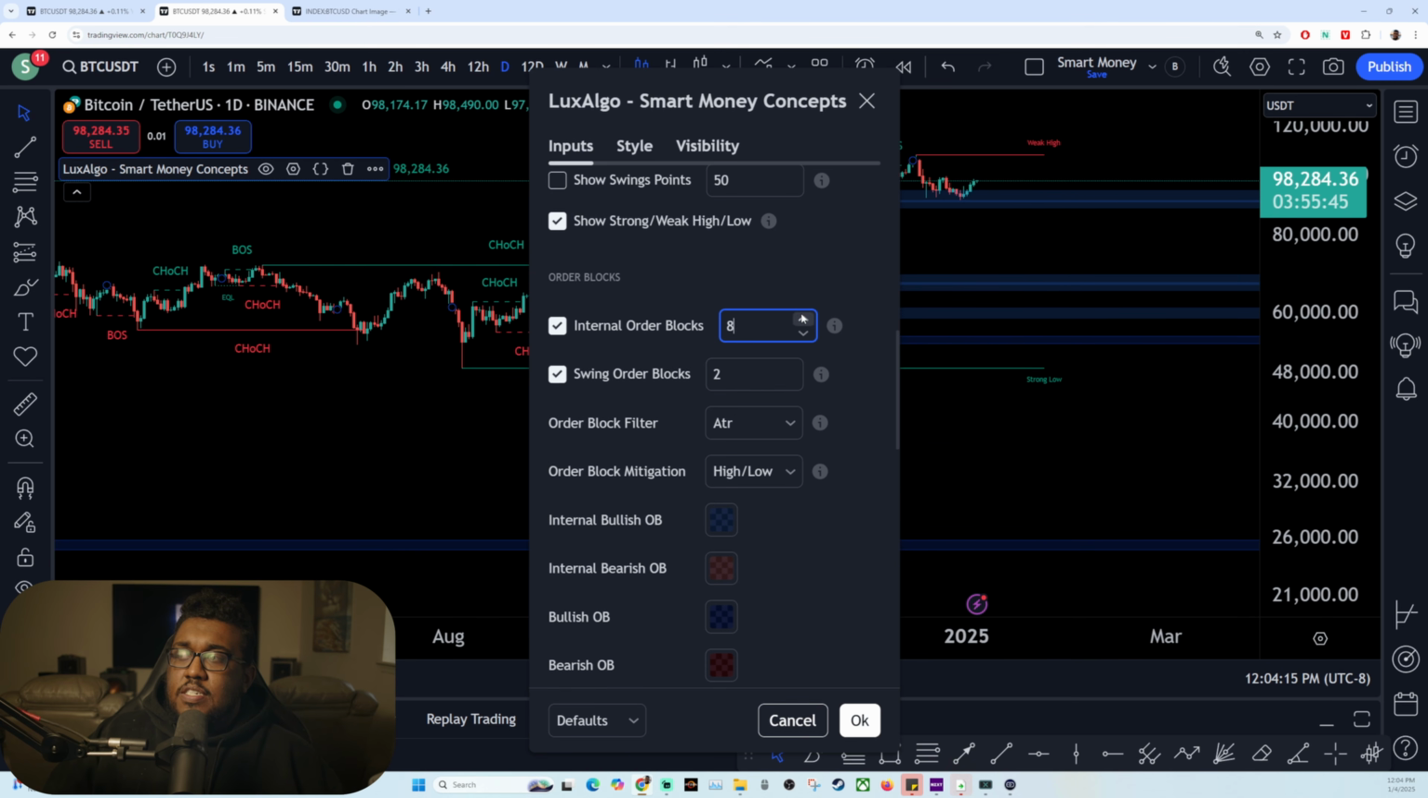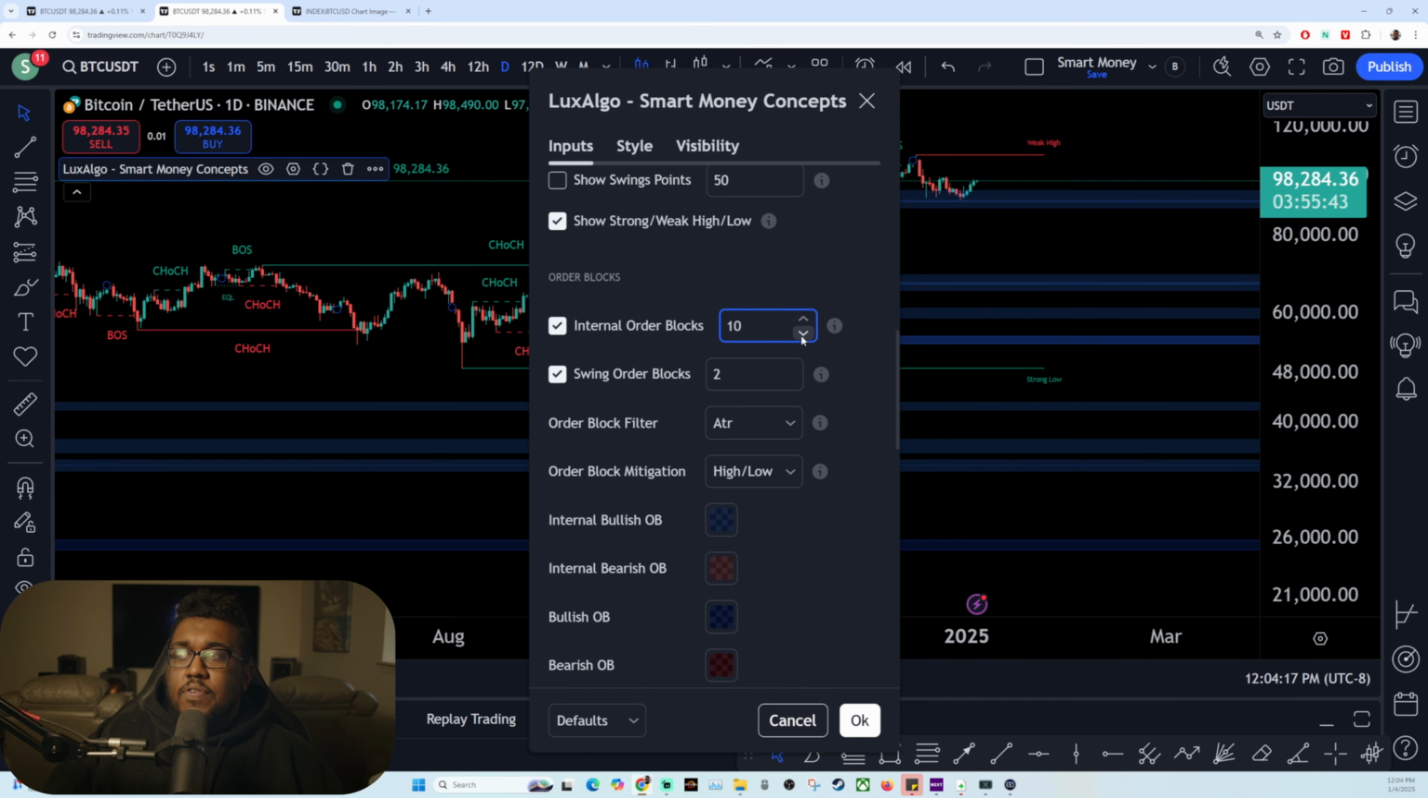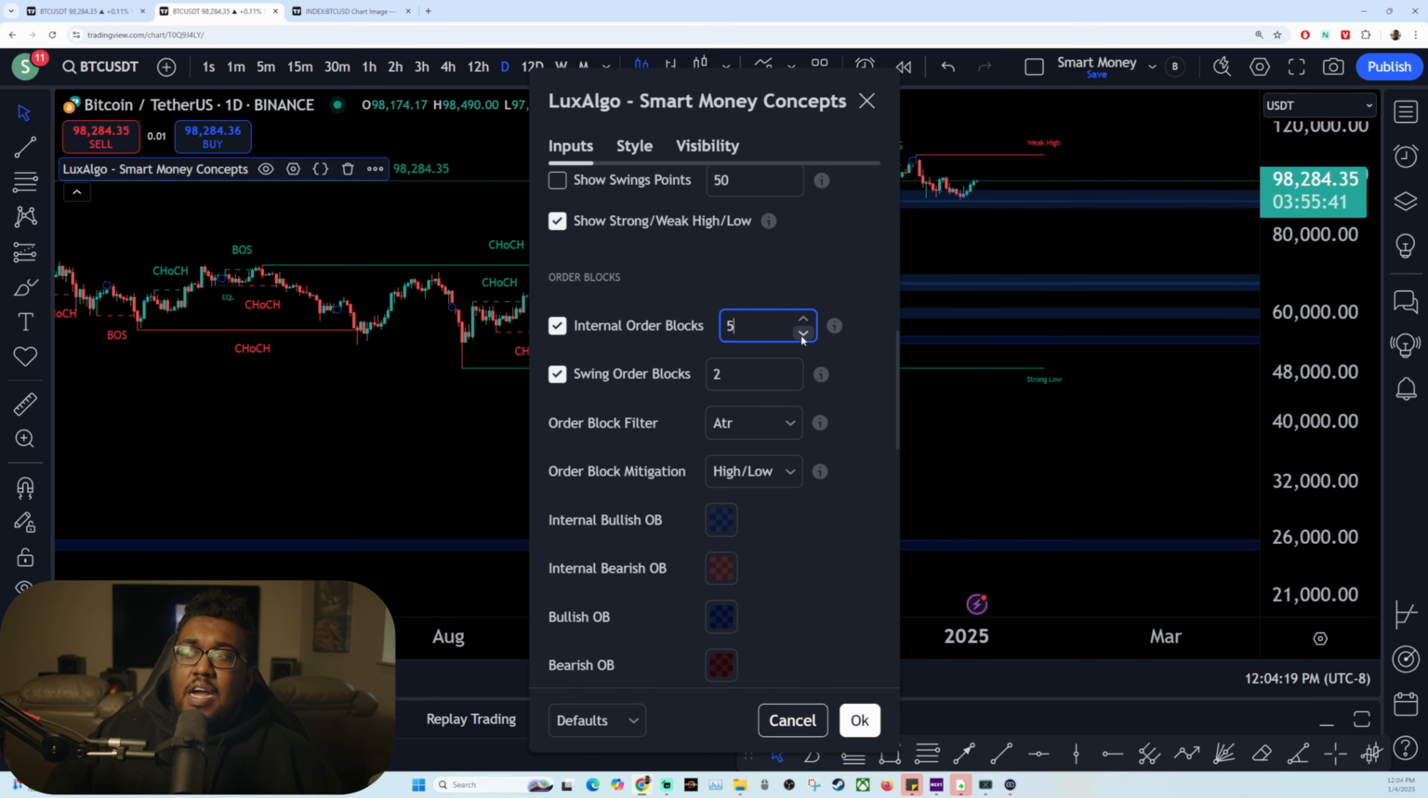You can even change this to 10. You can turn it to 5. There's a lot of stuff you can do. I usually think like 3 and 2 is fine, but you can always stay with the standard 5 and 5 if that's what you want to do.